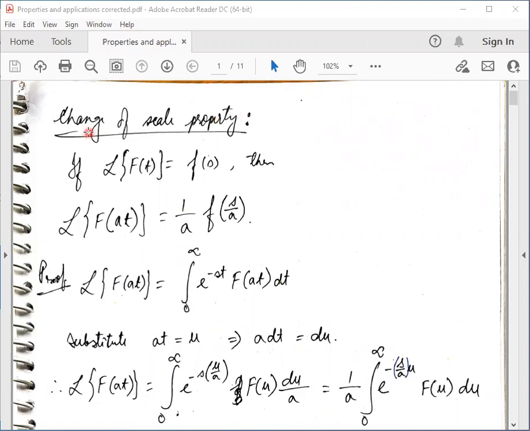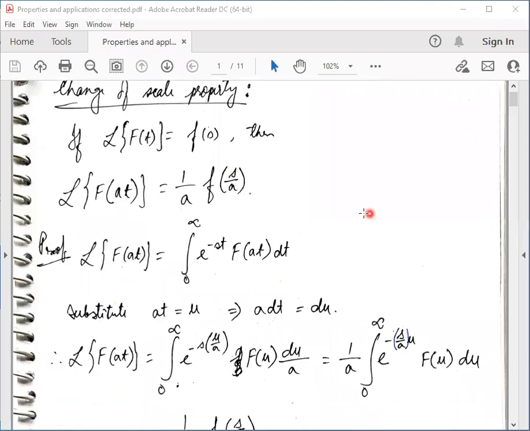So the first property which we are going to discuss today is called the change of scale property. If the Laplace transform of capital F is small f, then the Laplace transform of capital F of at, where the argument t has been multiplied by a constant a, will be 1 by a small f of s by a.